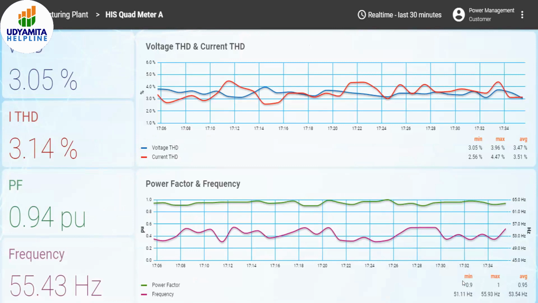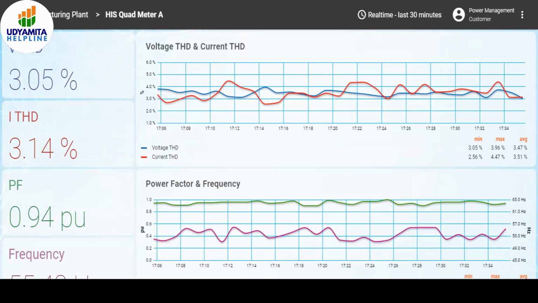So there are a lot of things in utilities. That may be in the boiler also. The same thing is happening in transformers also. Just by using our monitoring system, you will be able to reduce your losses by 10 to 15%.